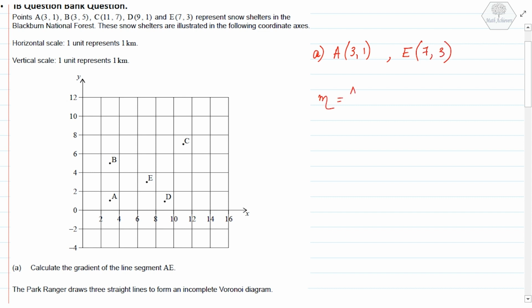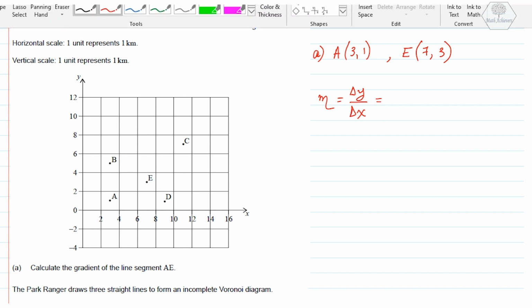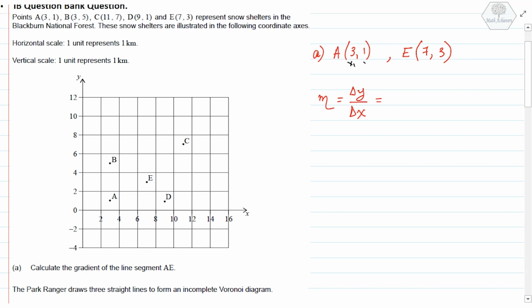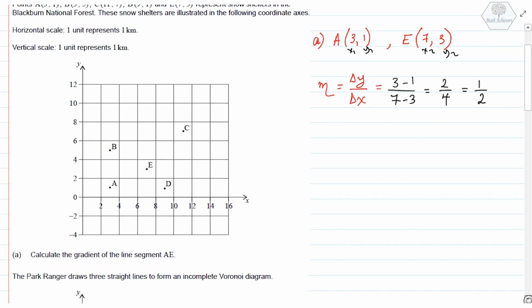So the gradient simply is equal to the change in y over the change in x, which is y2 minus y1 over x2 minus x1. Let's just label our coordinates. This is x1, y1, and this is x2, y2. So y2 minus y1 is 3 minus 1 over x2 minus x1, which is 7 minus 3. This will be equal to 2 over 4, which is equal to half. So this is the gradient of the line segment AE. Simple and easy.